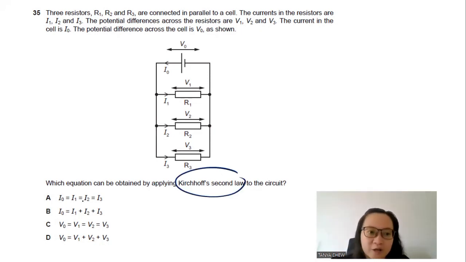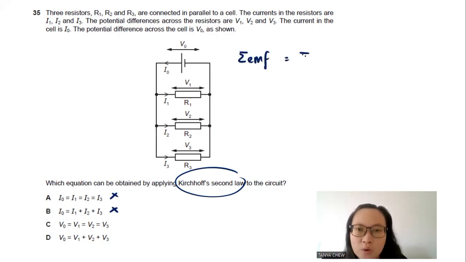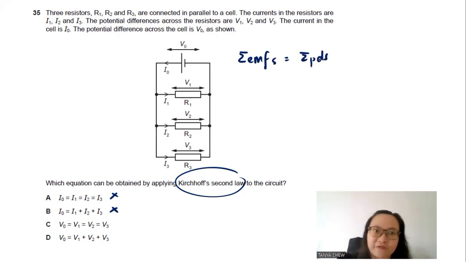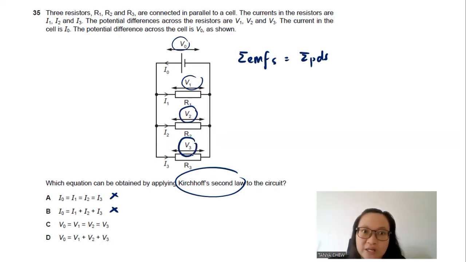Kirchhoff's second law, say goodbye to A and B, because Kirchhoff's second law states that the total EMF is equal to the total PD. So it has to be related to EMF and PD only. So let us look at C. V0 is equal to V1 is equal to V2 is equal to V3. This is correct because all the resistors R1, R2, and R3 are connected in parallel, so they share the same PD. So C is the answer.